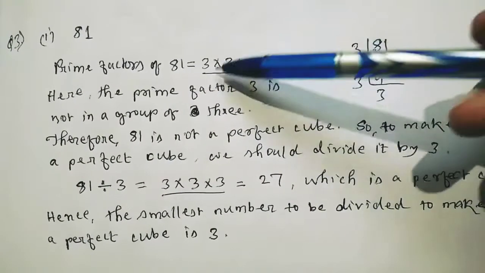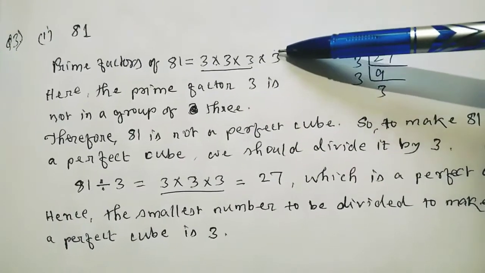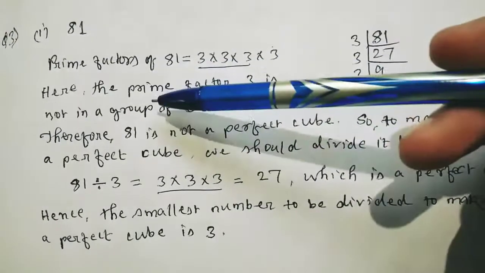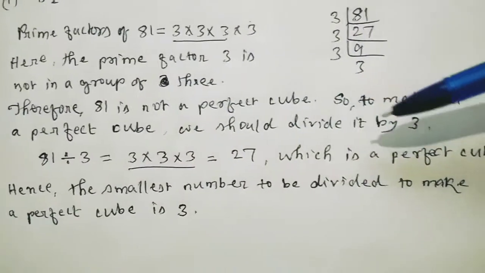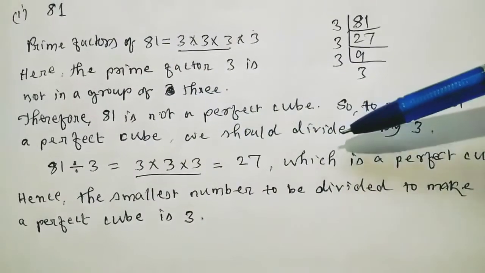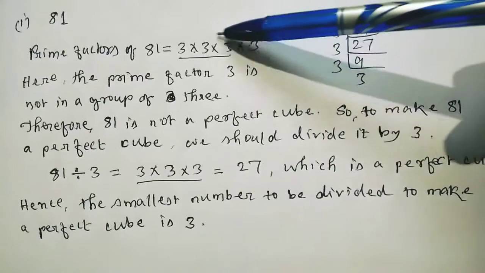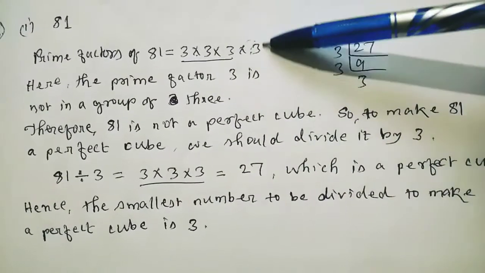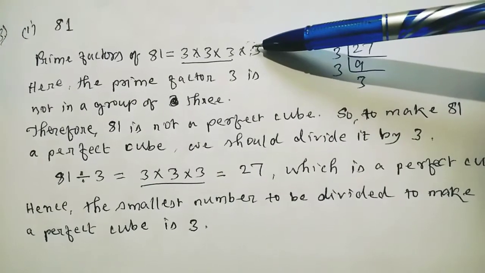So here you can see three of these 3s are in a group of 3, but this last 3 is alone. There is no grouping. So here the prime factor 3 is not in a group of 3. Therefore 81 is not a perfect cube. So to make 81 a perfect cube, we should divide it by 3. Here if we divide it by 3, then we will get only the group of 3 numbers. That's why we will divide it by 3. That means this 3 will be removed.